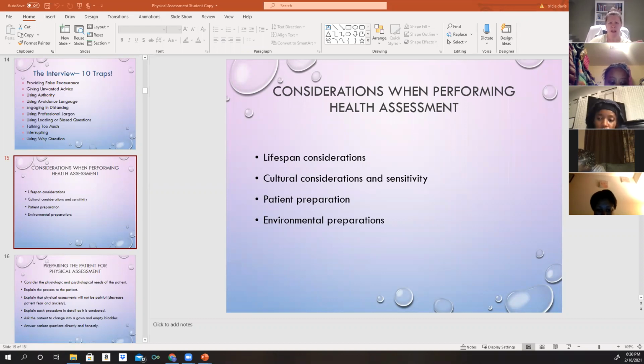Then environmental preparations. We want to maintain their respect and privacy. Their hospital room is essentially their home for the next couple of days while they're there. So we do have to go in and out, but make sure we're knocking on the door and asking if it's okay to come in. Respect their privacy when they're in the bathroom; when they ask you to come back, give them a couple of minutes. Make sure that when we're doing the physical assessment or bathing them or doing anything that exposes any private areas of their body, we do it in a private area with the door shut or the curtain drawn.